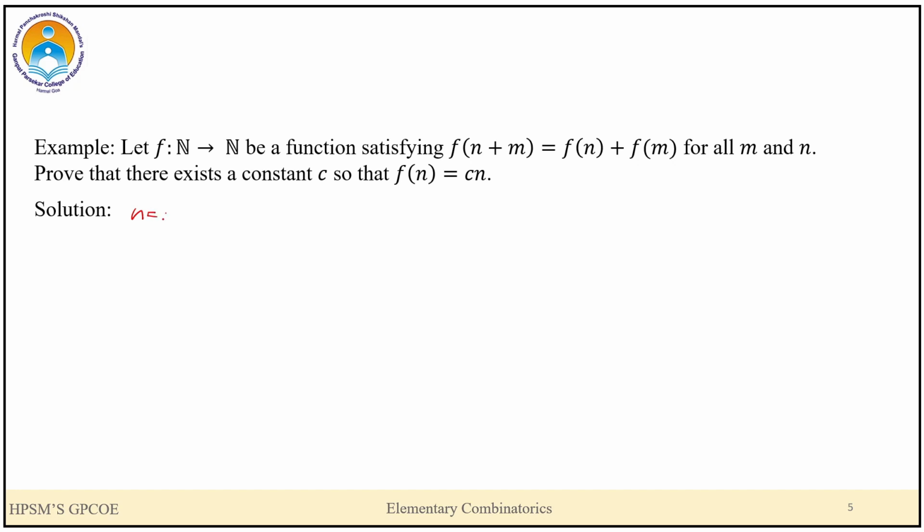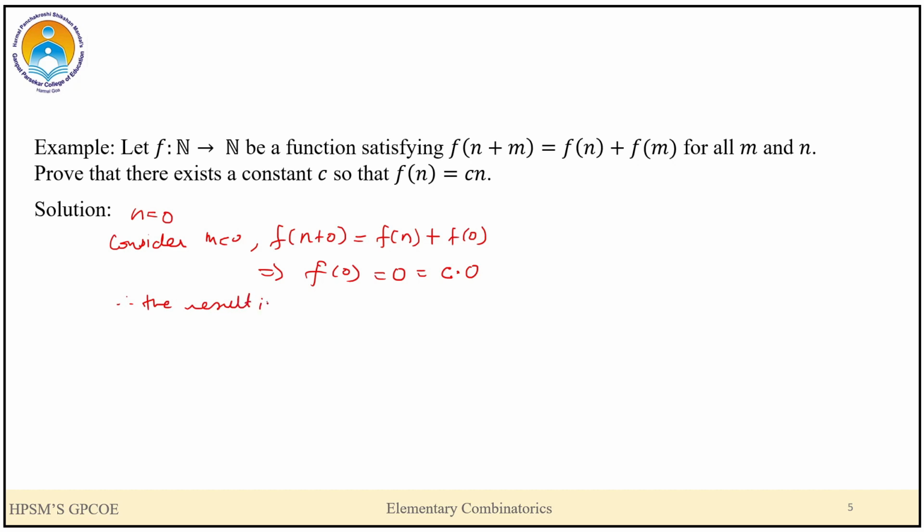So we'll first prove the result for n equal to 0. Now if we have to prove the result for n equal to 0, that means f of 0 should be equal to some c times 0. For that we'll take help of the way the function is defined. If we consider m equal to 0, we get f of n plus 0 equal to f of n plus f of 0. So this implies f of n equals f of n plus f of 0. That means f of 0 will be equal to 0, which is of the form, if we take any constant c and multiply it by 0, it again gives the value 0. So f of 0 is the same as c times 0. Therefore the result is true for n equal to 0.